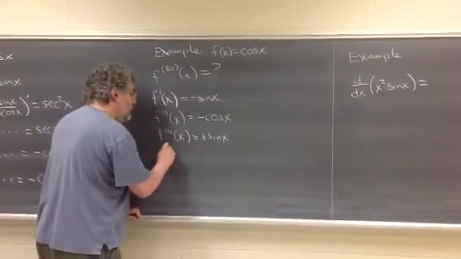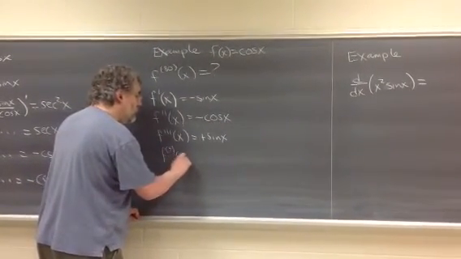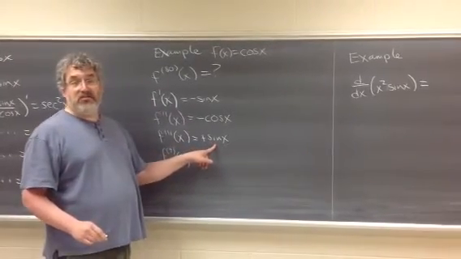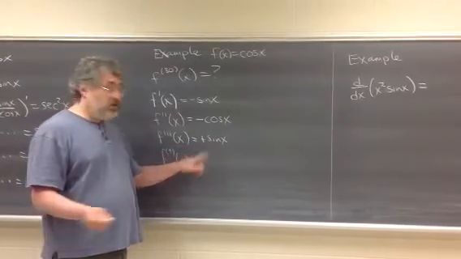And the fourth one. What's the fourth one? It's the derivative of the sine of x. And that derivative, we learned, was the cosine of x.